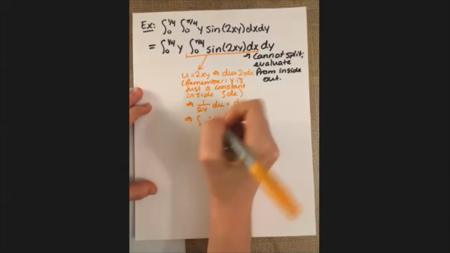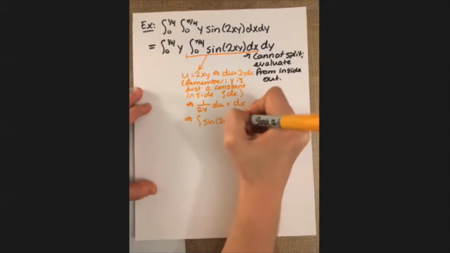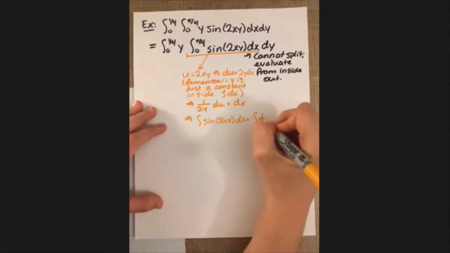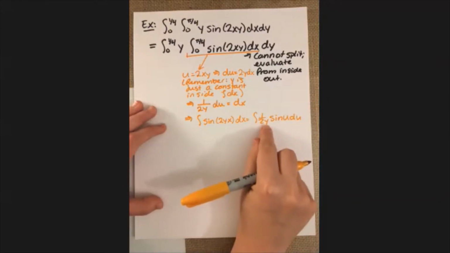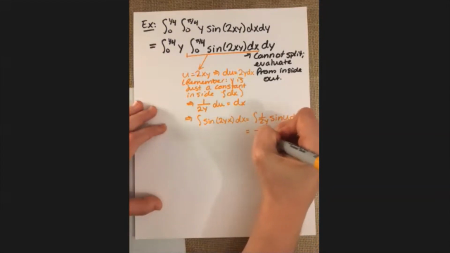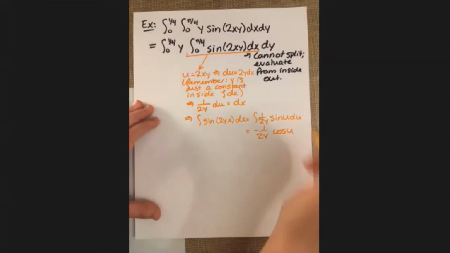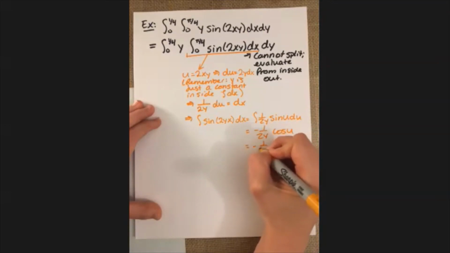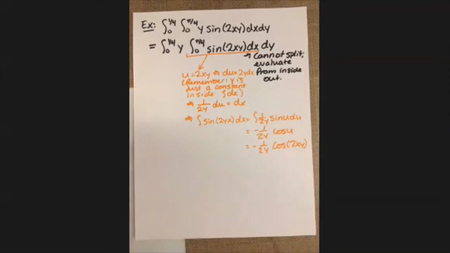So my integral of sine of 2yx dx is equal to the integral of 1 over 2y sine of u du. Remember that y is just a constant. I'm going to take that integral there. I'm going to get negative 1 over 2y cosine of u. Cool. I want to substitute back in this 2xy, so I get negative 1 over 2y cosine of 2xy. Okay.